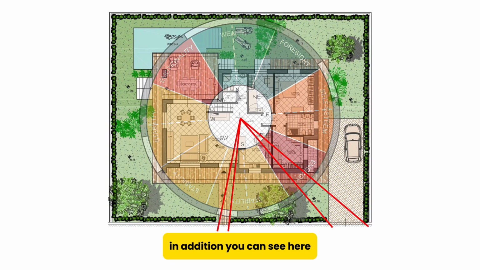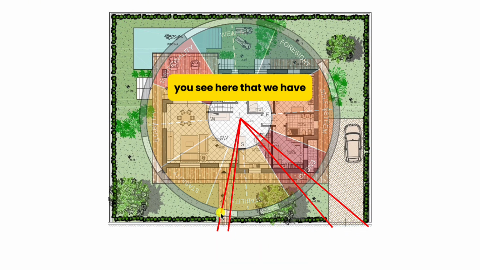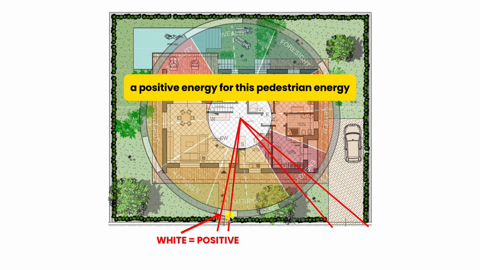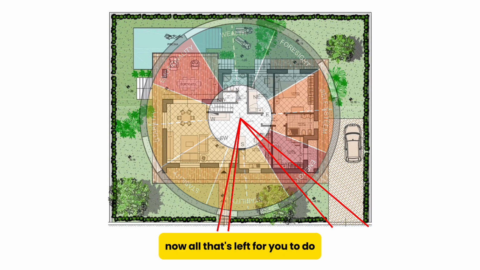In addition, you can see here the evaluation of the influence of the car entrance and also the pedestrian entrance. You see here that we have a positive energy for this pedestrian entrance, but something to be corrected for the car entrance. Now, all that's left for you to do is download the Vastu Compass and start aligning your floor plan. Find the 8 areas and you'll be ready to apply Vastu principles.